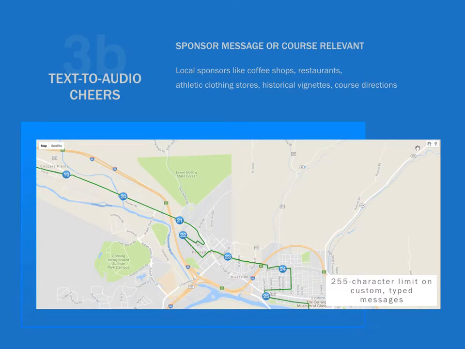You can also choose to just write a custom message that is relayed to participants in audio format. For example, one race used, smelling Starbucks, get a free treat at the finish line. It's important to note that there is a 255 character limit on custom typed messages. These messages should be brief. Watch on screen to see how this was done.